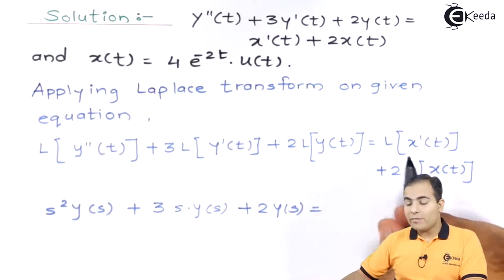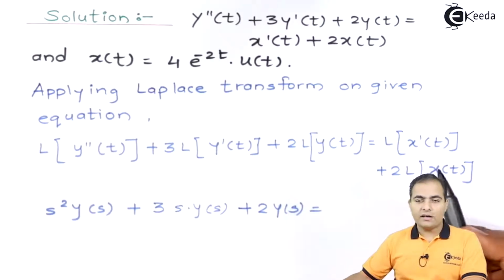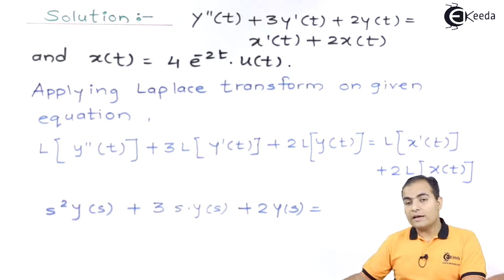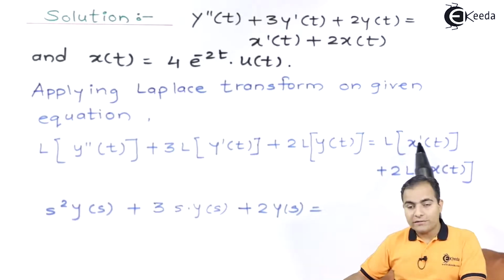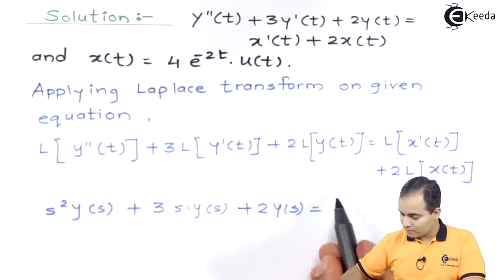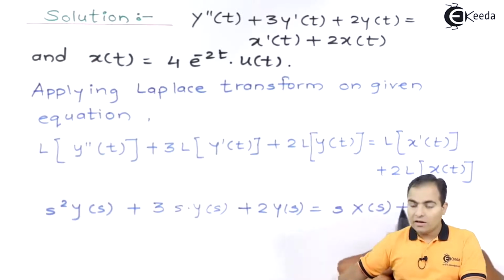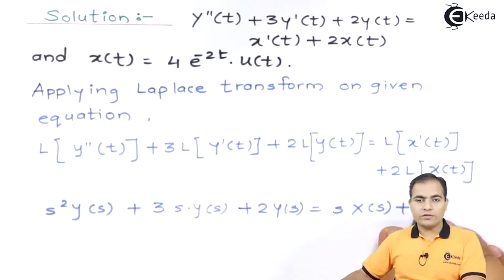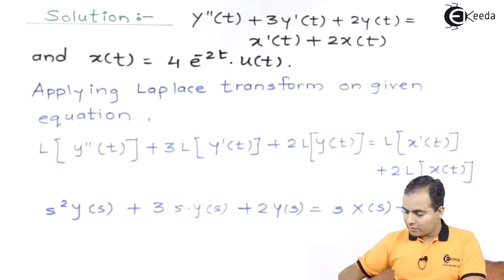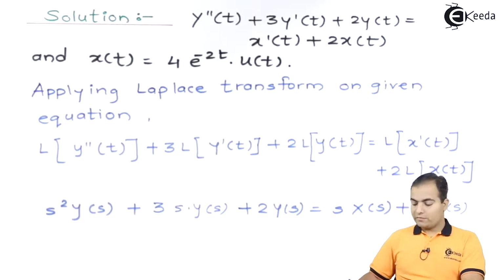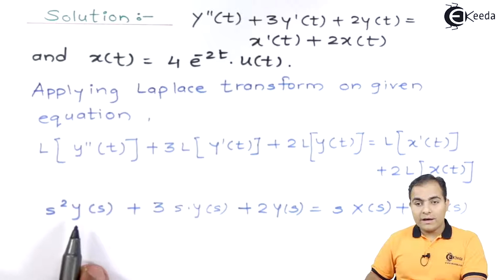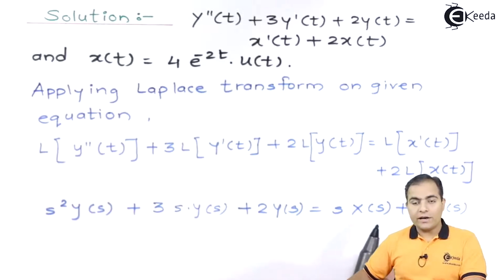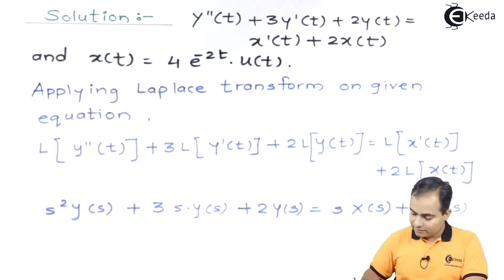Now, again, the Laplace transform of x dash of t is s x of s, because here the differentiation order is 1. The next one, the Laplace transform of x of t, is x of s, so I'm going to write twice x of s. Now, what is the next step? I'll take y of s common, and from the right hand side I'll take x of s common.